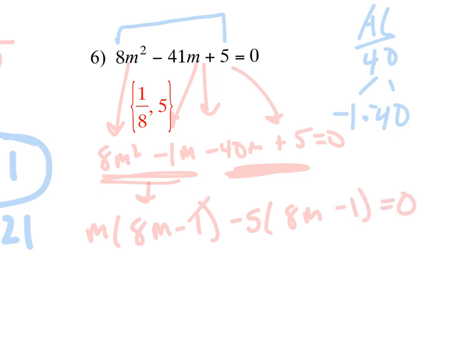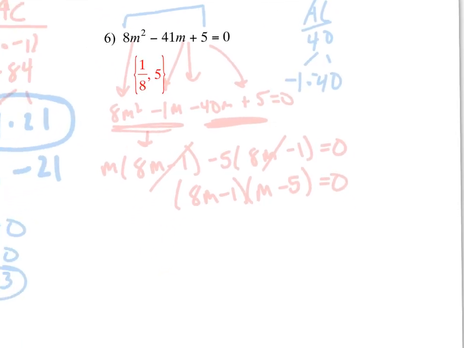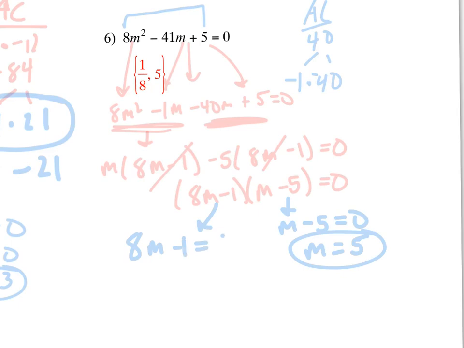As you can see, both groups have the 8m minus 1. So that comes out, and that leaves me with m minus 5. To get our final answer, remember you have to take both of them and set it equal to 0. So we got m equals 5. And anytime there's a number in front of the variable, you're going to have to divide.